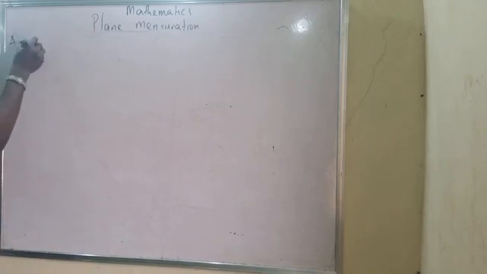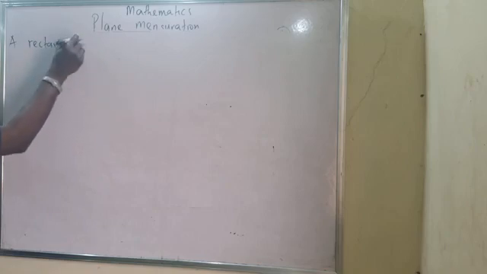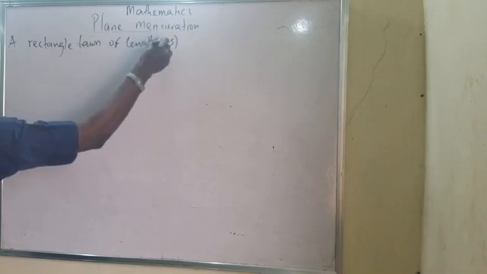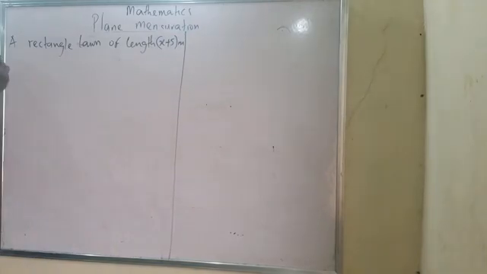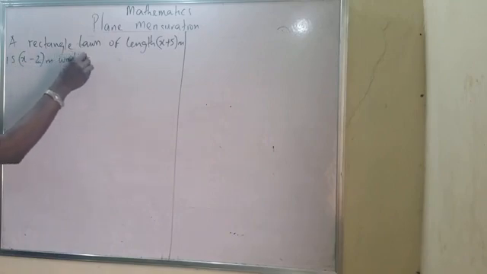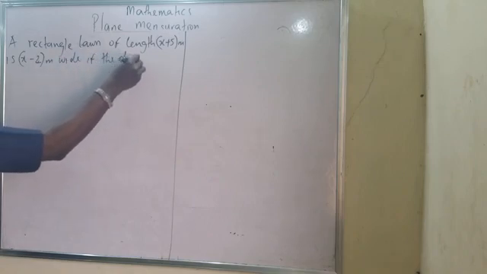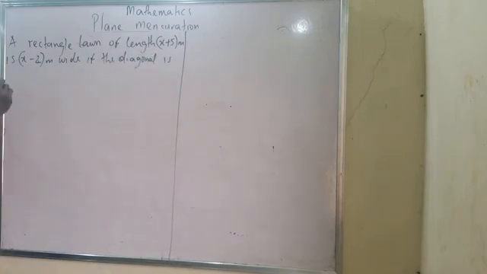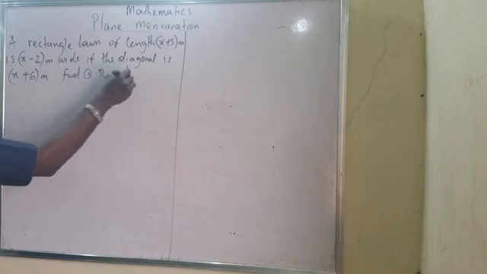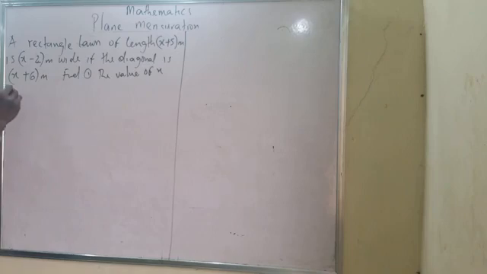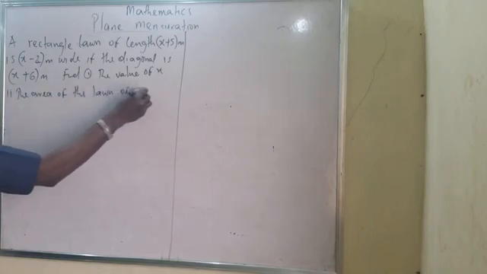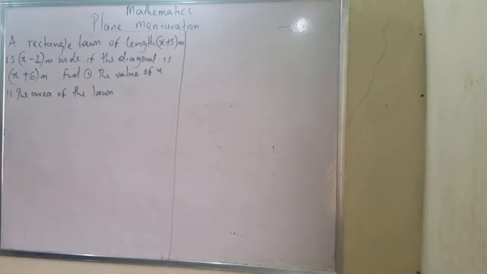I have a rectangle, if the diagonal is x plus 6, find the value of x, and the area of the rectangle. Now, look at this question.